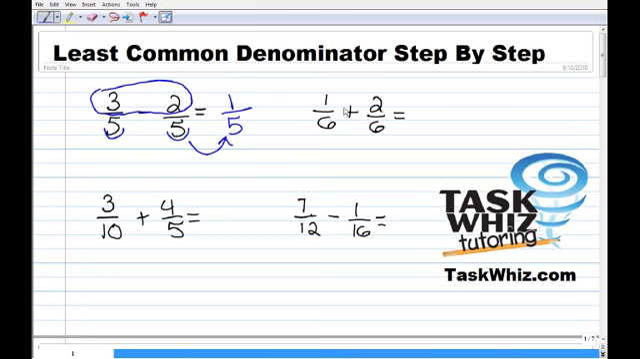In this case, 1/6 plus 2/6, our denominators are 6 and 6. Since they're the same, that means we can add straight across our numerators. 1 plus 2 is 3, and bring our common denominator over to the solution side.